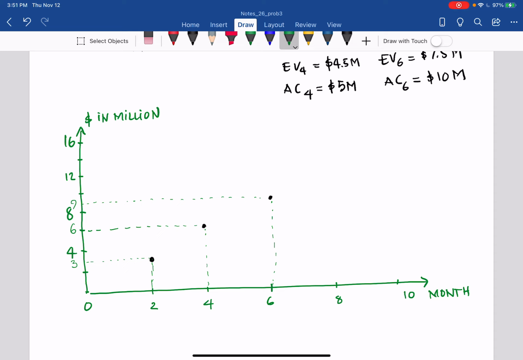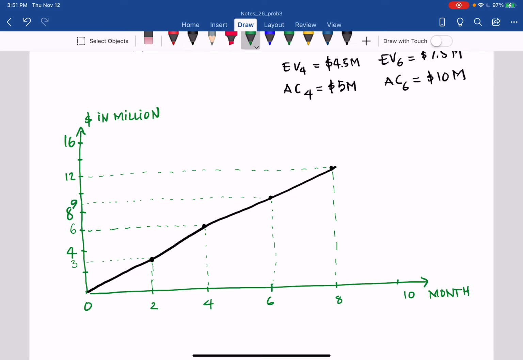And similarly, at the 8th month, it is 12 million. That is the plan complete. The budget at completion equals 12 million. So you can put the baseline through all of these points, and that is PV after 6 months, which you can see is 9 million. That is the 6 month point.